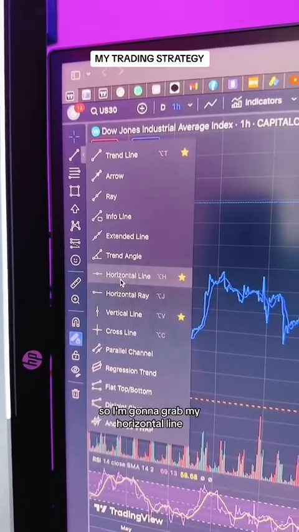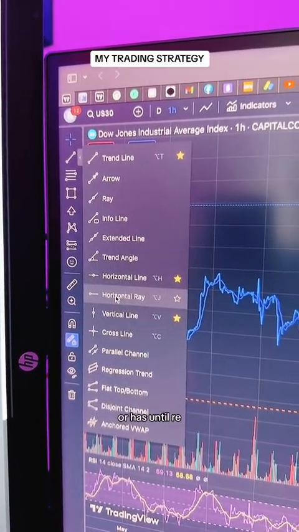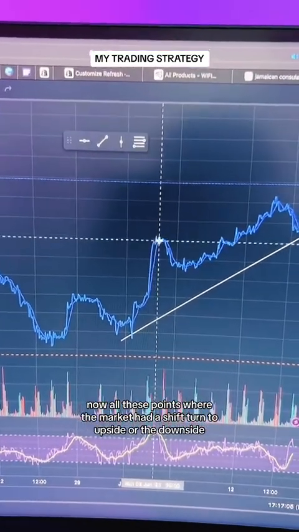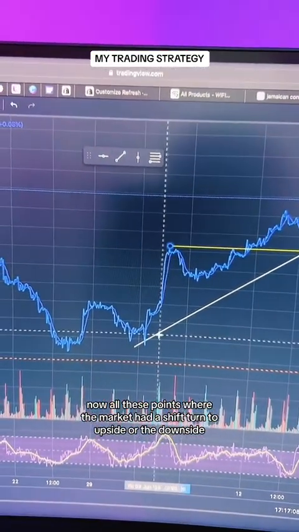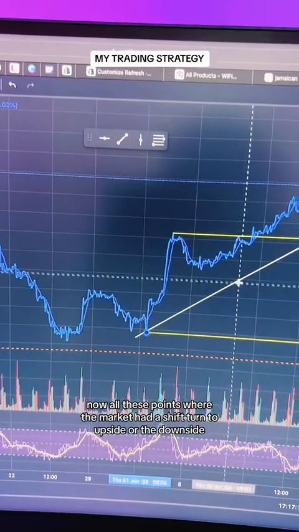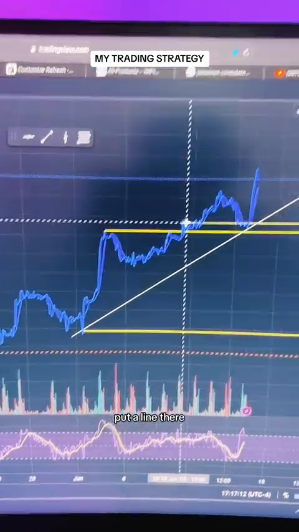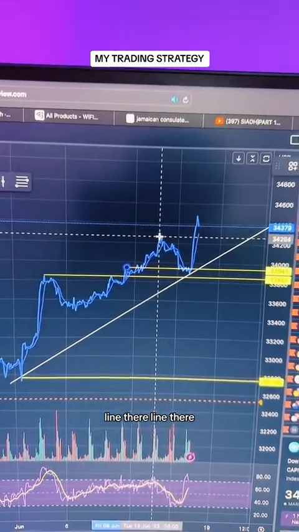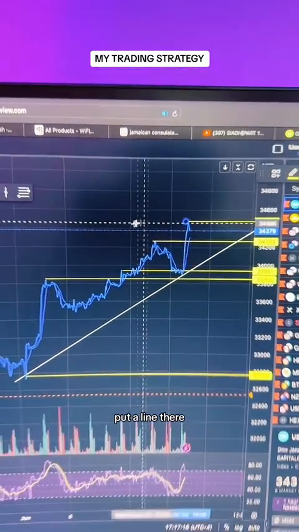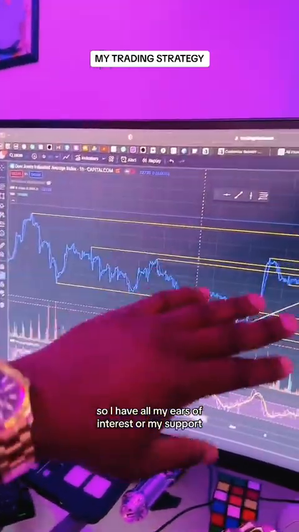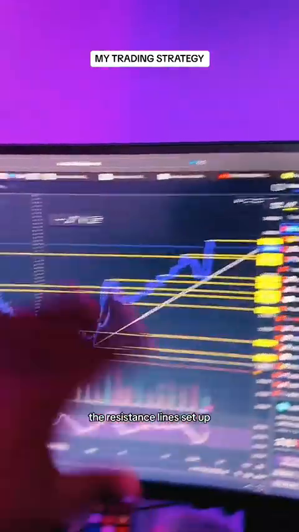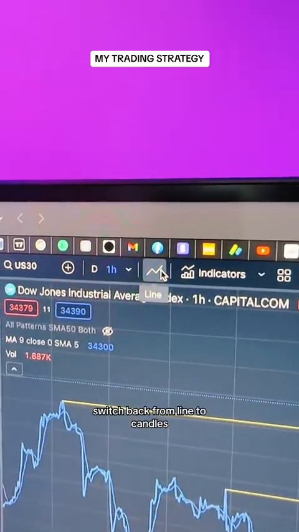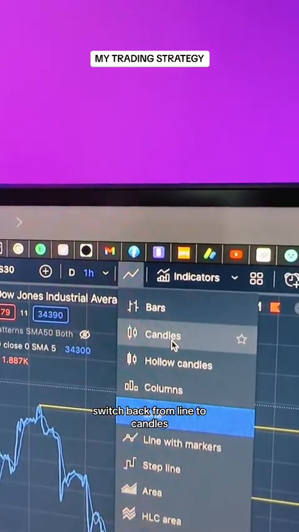So I'm going to grab my horizontal line or horizontal ray. All these points where the market had a shift, turn to the upside or the downside, put a line there, put a line there, put a line there. So I have all my areas of interest or my support and resistance lines set up. Switch back from line to candles.